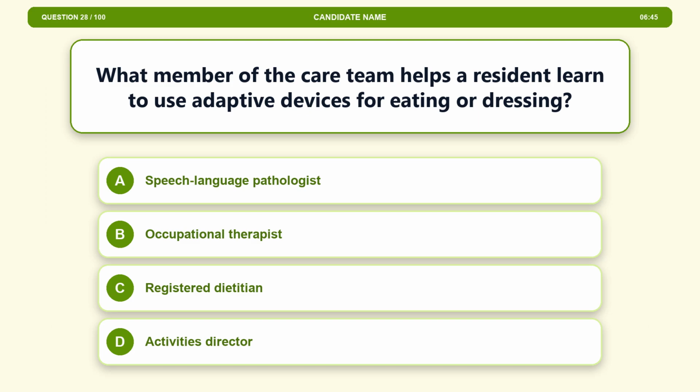Question 28. What member of the care team helps a resident learn to use adaptive devices for eating or dressing? Option A, speech-language pathologist. Option B, occupational therapist. Option C, registered dietitian. Option D, activities director.